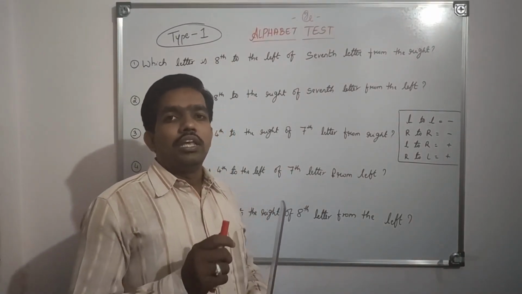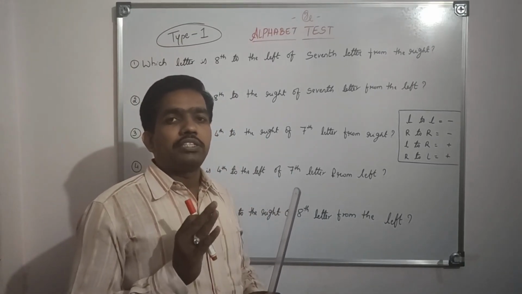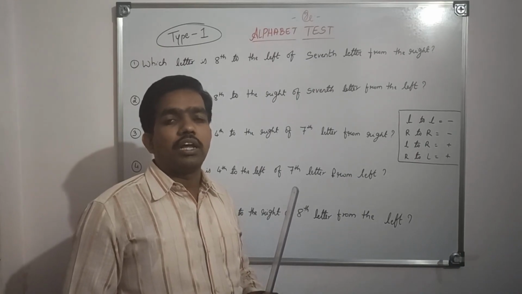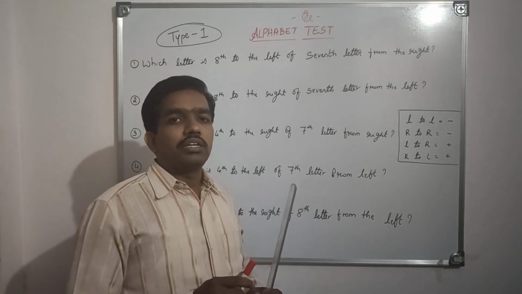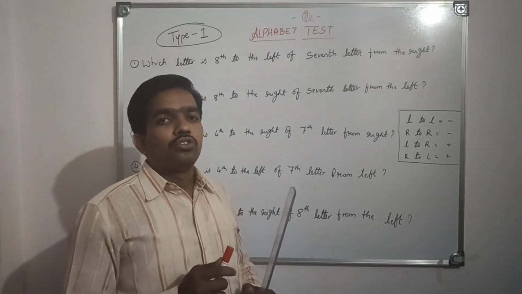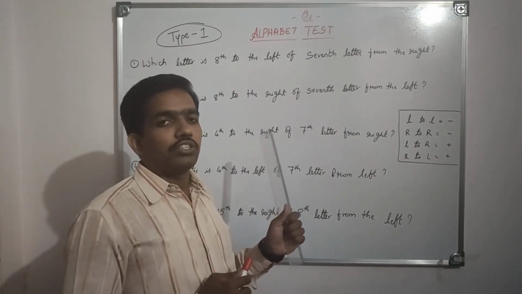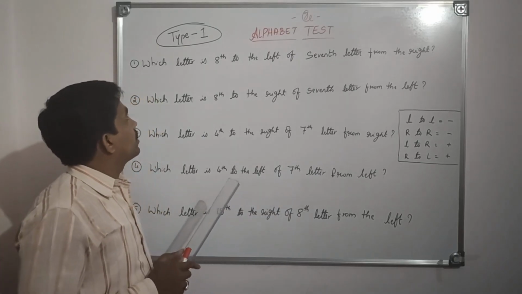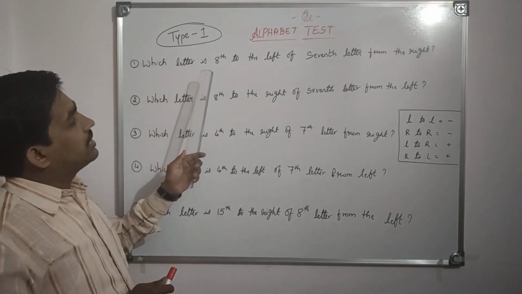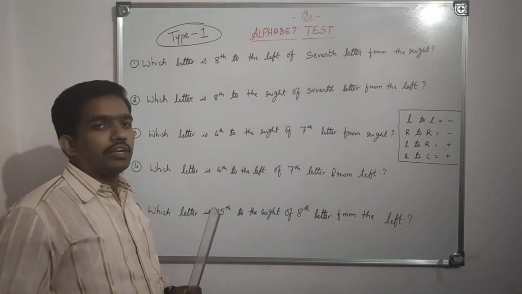Hello everyone. In our previous class, we already studied the basics of the alphabet chapter and some tricks to remember the opposite letters as well as the numbers. So today we will start our actual chapter, starting from our first question. Which letter is 8th to the left of 7th letter from the right?